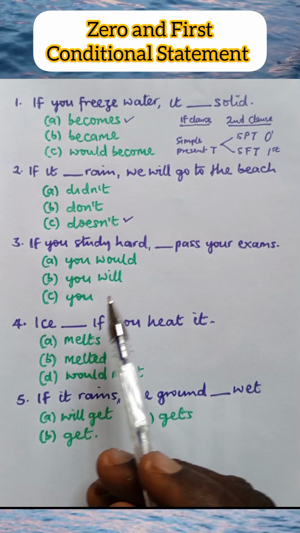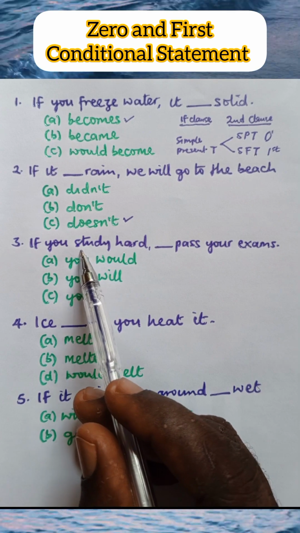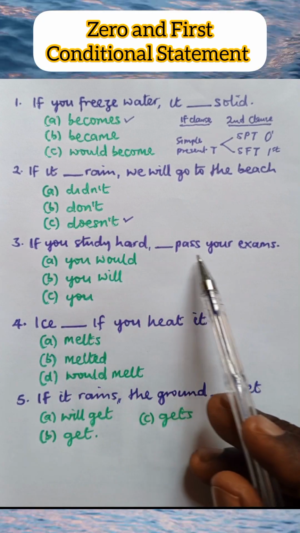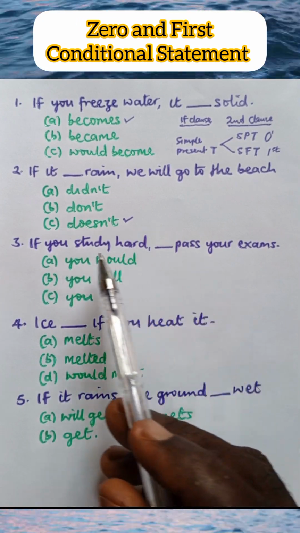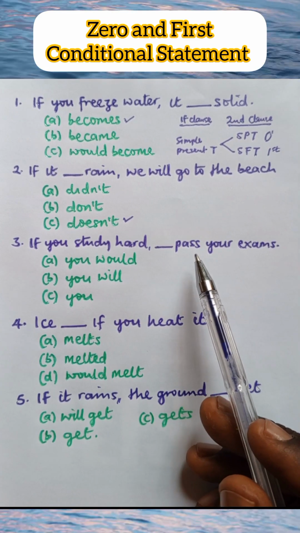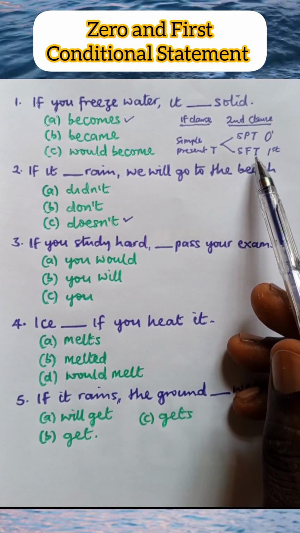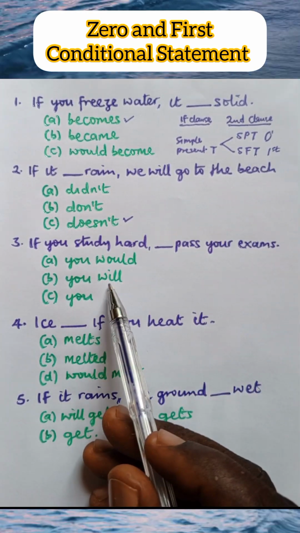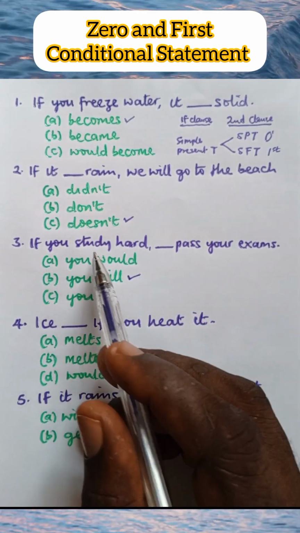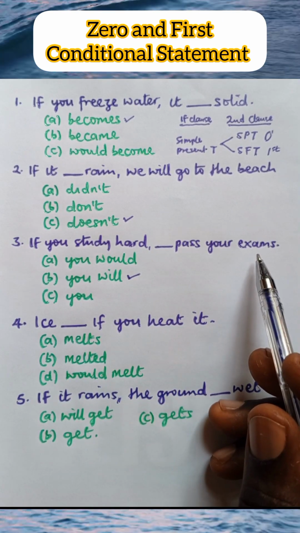The second clause contains the missing word. The verb in the if clause, study, is a simple present tense verb. The statement is not a universal truth. Studying hard could make someone pass, but there are chances you might not pass. And because it is not a universal truth, in the second clause, we need the simple future tense. And this is option B, you will. So our correct option is option B. If you study hard, you will pass your exams.